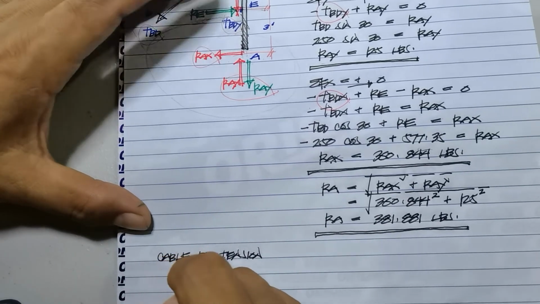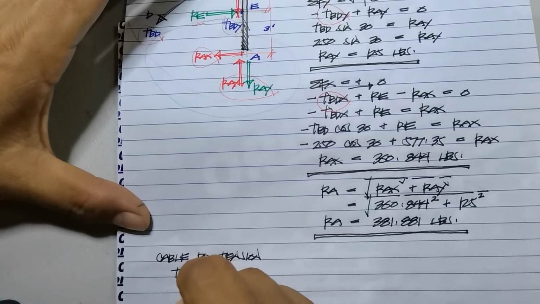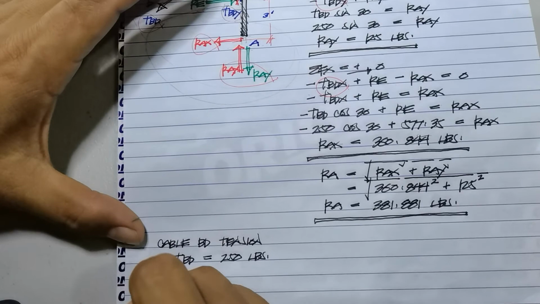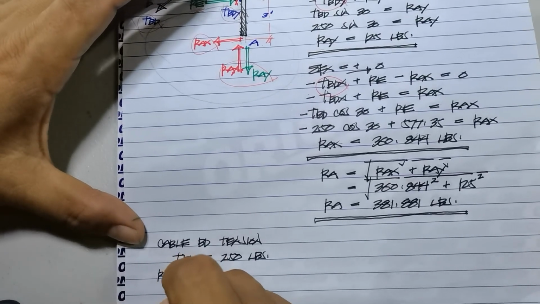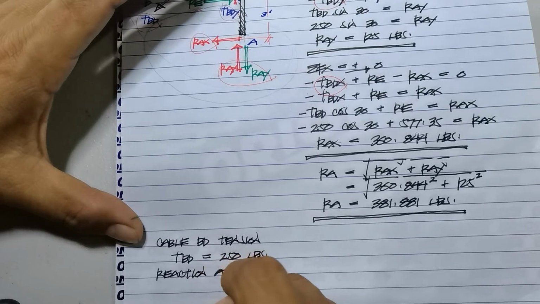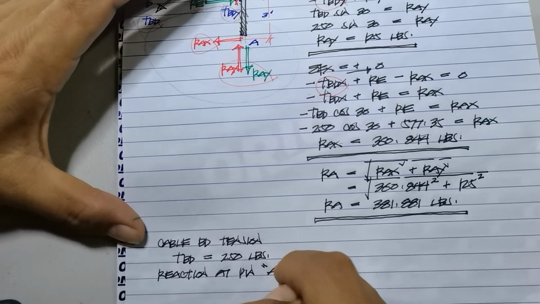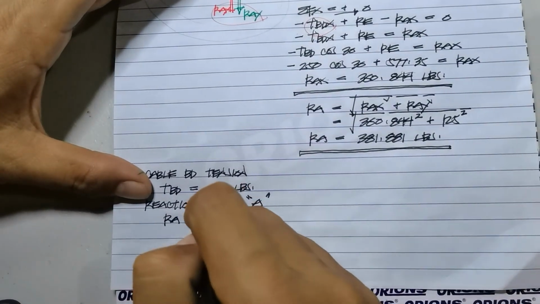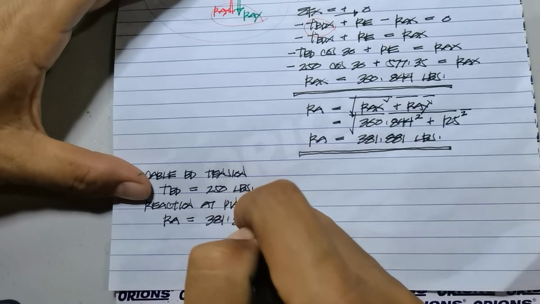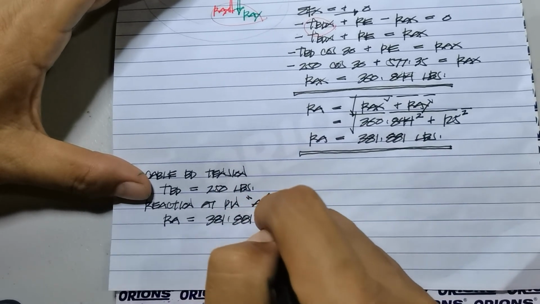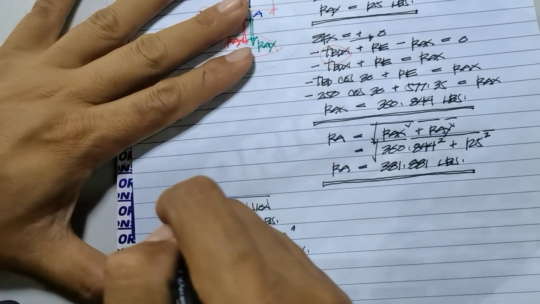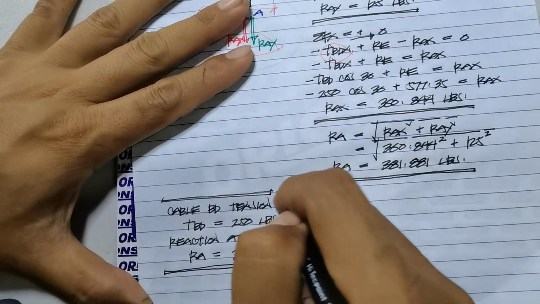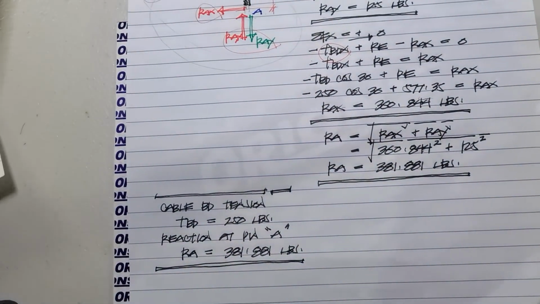So, cable BD tension, T BD, you have 250 pounds. Tapos, reaction at pin A, RA is equivalent to 381.881 pounds. So, ito na ngayon yung ating final answer para dito sa ating problem statement.